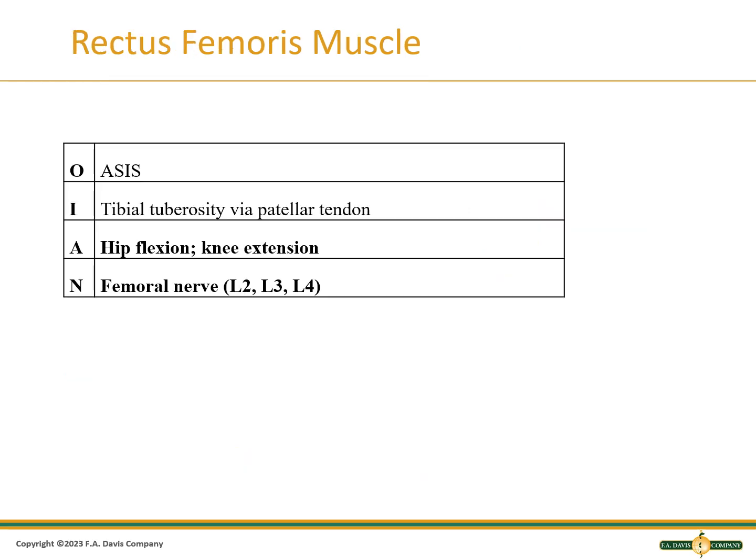Rectus femoris, on the other hand, does cross the hip, so it contributes to hip flexion and knee extension. It originates on the ASIS to insert on the tibial tuberosity and is innervated by the femoral nerve.